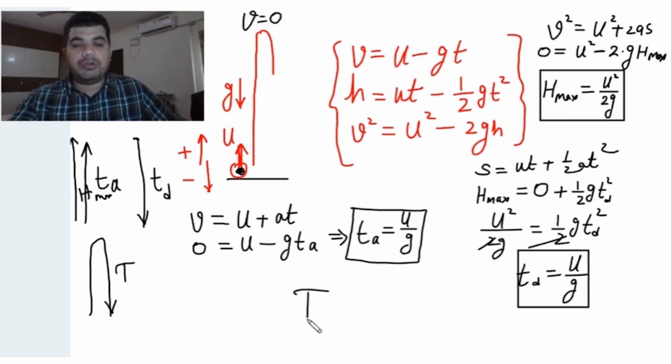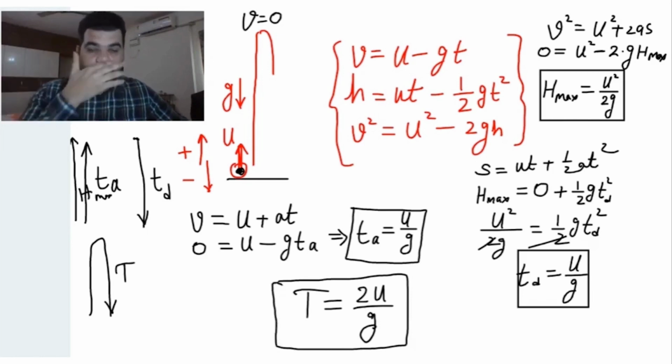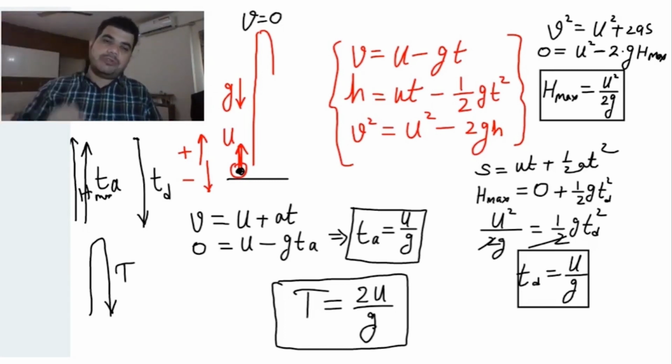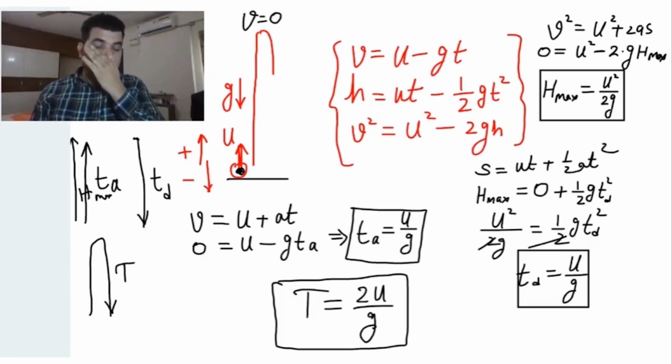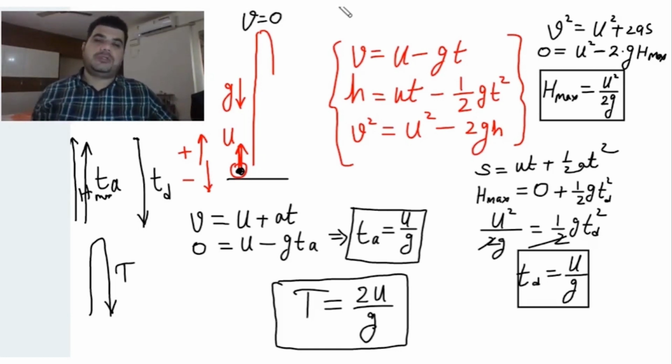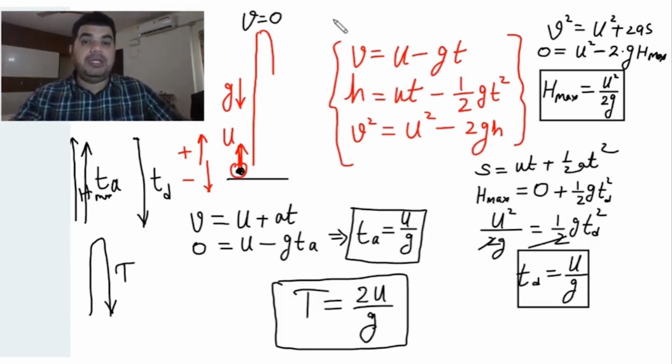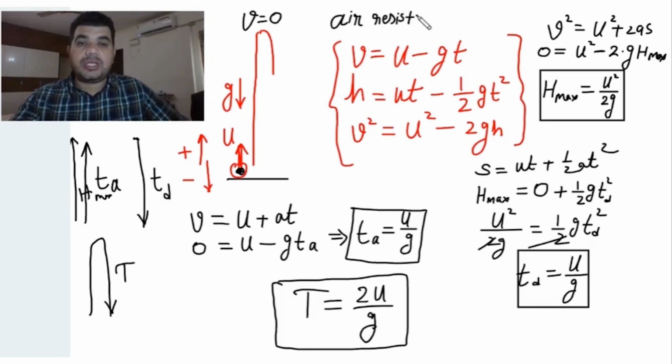So how can we get the time of flight? The time of flight is ta plus td, that is u by g plus u by g, and it will be 2u by g. So these 4 things you have to remember anyhow. The time taken to reach the maximum height, then the time taken from maximum height to the ground, got it? Then the time of flight, 2u by g, and maximum height u square by 2g. And my dear students, all these formulas are applicable only when air resistance is negligible. When you assume that air resistance is 0, then you can apply them.